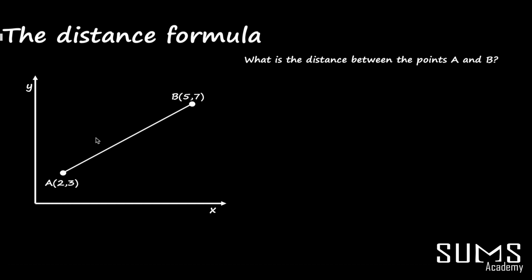So sometimes you might have 2 points on a line and you want to know the distance between these 2 points. So this is a concept called the Pythagorean distance. So you'll recognize this from work that you've done already before.